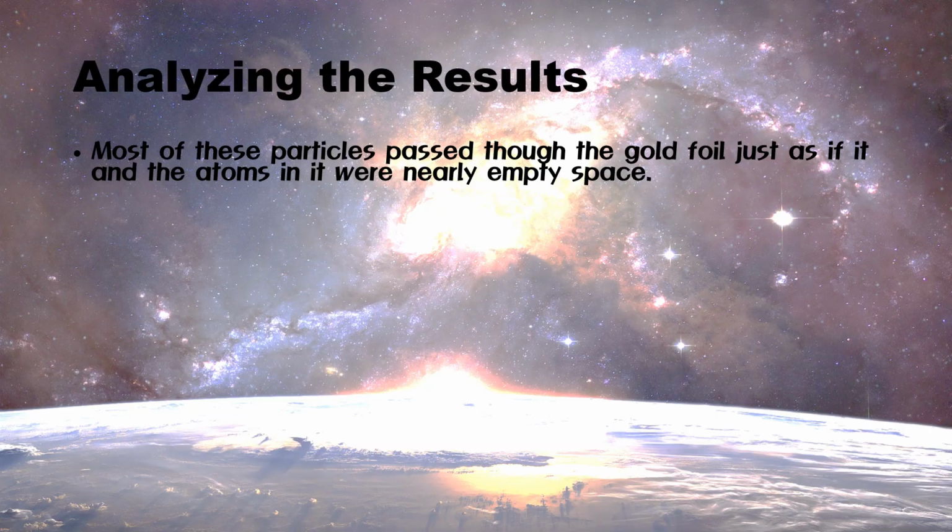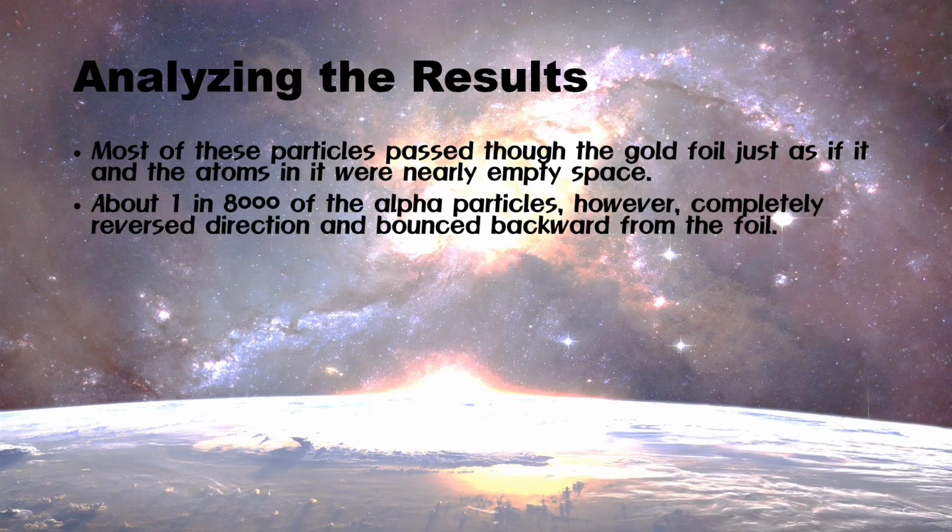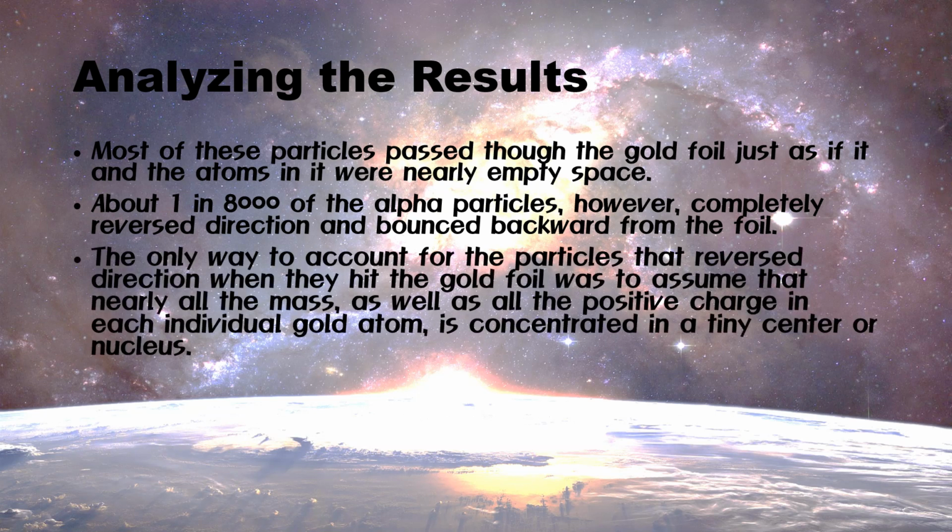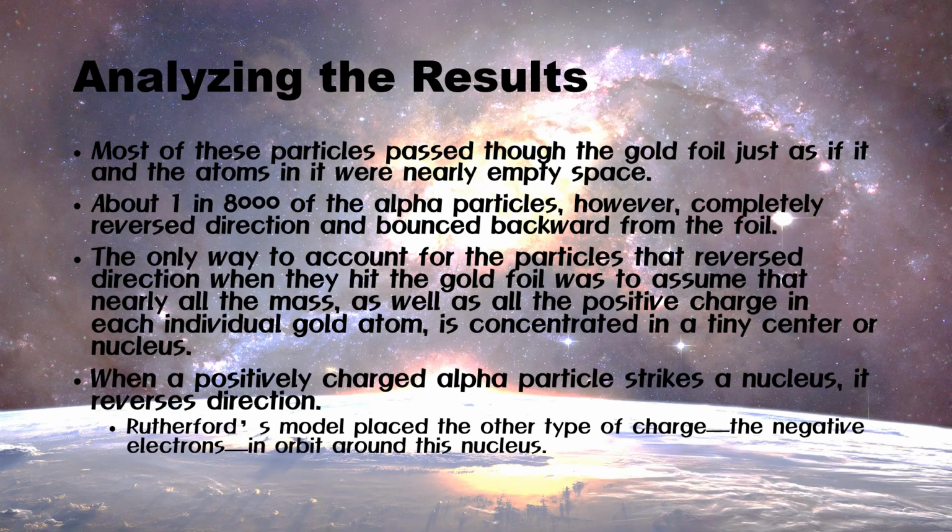Now, most of the particles, as we just saw in the diagram, passed through the gold foil just as if the atoms were nearly empty space. About 1/8,000 of the alpha particles, however, completely reversed direction and bounced backward from the foil. In other words, they came right back in the direction they were sent. The only way to really account for the particles reversing is to assume that the mass, as well as the positive charge in each individual gold atom, has to be concentrated in a tiny center, or nucleus. When a positively charged alpha particle strikes a nucleus, it reverses direction. Rutherford's model placed the other type of charge, the negative electrons, in orbit around this nucleus.